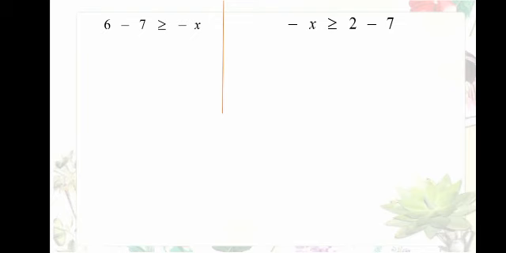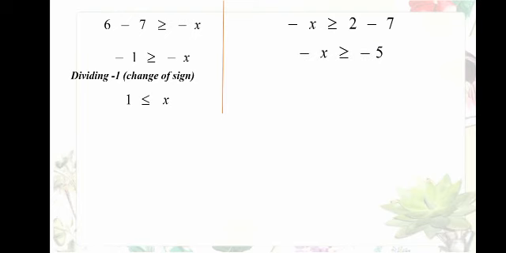So here first of all 6 minus 7 is minus 1 greater than or equal to minus x. So dividing it by minus 1, change of sign will be there, the inequality will be changed. So the equation will become 1 less than or equal to x. Coming towards the second pair, 2 minus 7 is minus 5. So the equation will become minus x greater than or equal to minus 5.